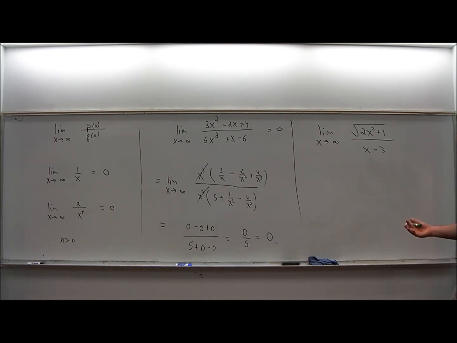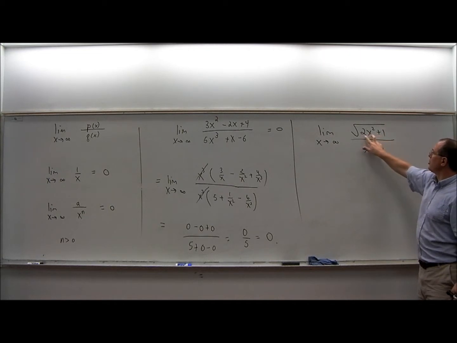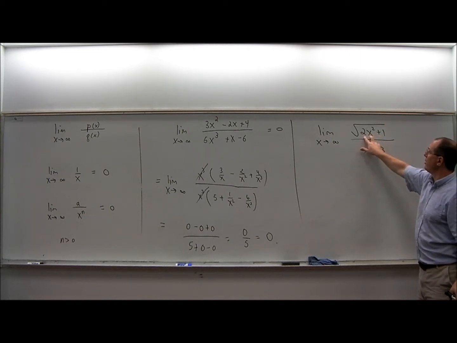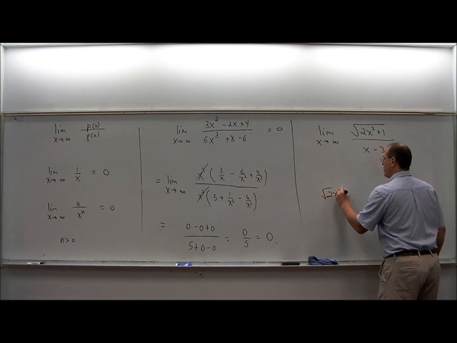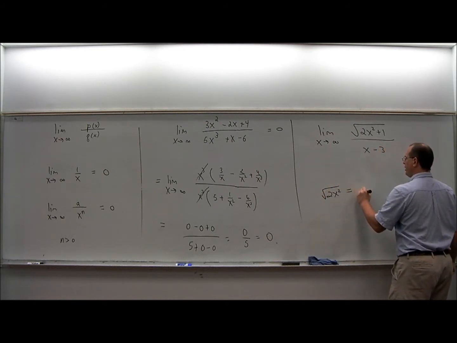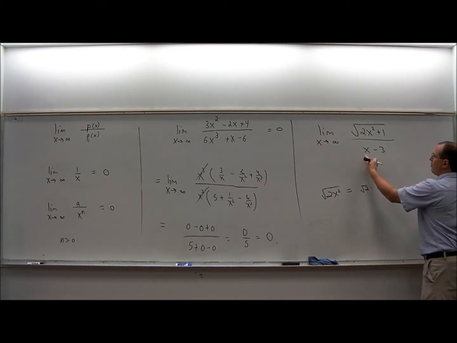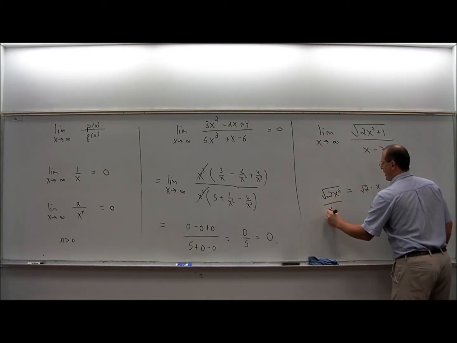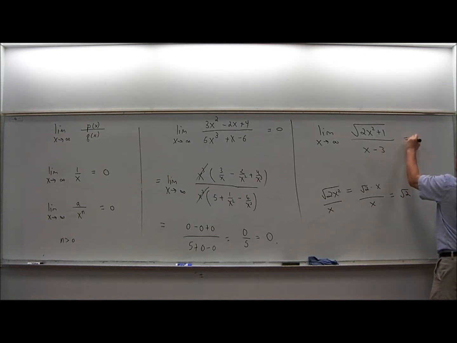But basically we could guess the behavior by looking at the highest powers. If you ignore the plus 1 here and focus on the square root of 2x squared, then the square root of 2x squared is basically the square root of 2 times x. And then on the bottom we have 1x, and so this ratio is the square root of 2. So I'm going to guess that this limit is the square root of 2.